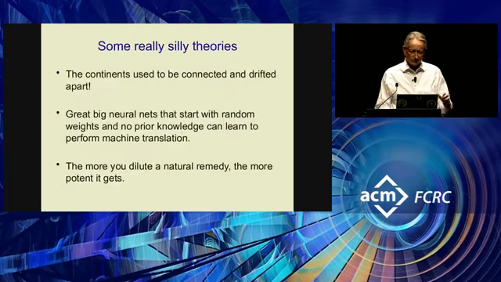So I just want to give you some really silly theories. I'm a Monty Python fan, so here are some really silly theories. The continents used to be connected and then drifted apart. And you can imagine how silly geologists thought that theory was. Great big neural nets that start with random weights and no prior knowledge can learn to do machine translation. That seemed like a very, very silly theory to many people. Just to add one more, if you take a natural remedy and you keep diluting it, the more you dilute it, the more potent it gets. And some people believe that too.